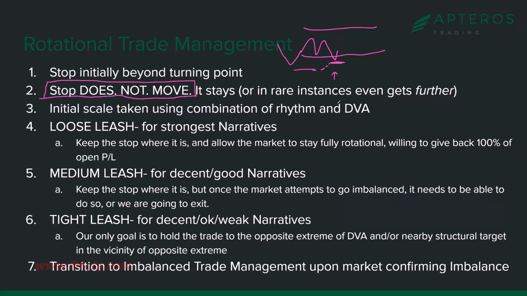Initial scale, same concept. Use rhythm to tell you where to scale, and based on the rhythm of this example we're drawing up here, looks like VWAP's a good place. So rhythm makes sense to take a VWAP scale. If rhythm was wider, like this, well, guess what? Scale at the other side of developing value then. Don't scale VWAP. It's too tight. It's too soon based on rhythm. Remember, rhythm trumps everything when it comes to scales. And use DVA as a secondary trade location to help with that.